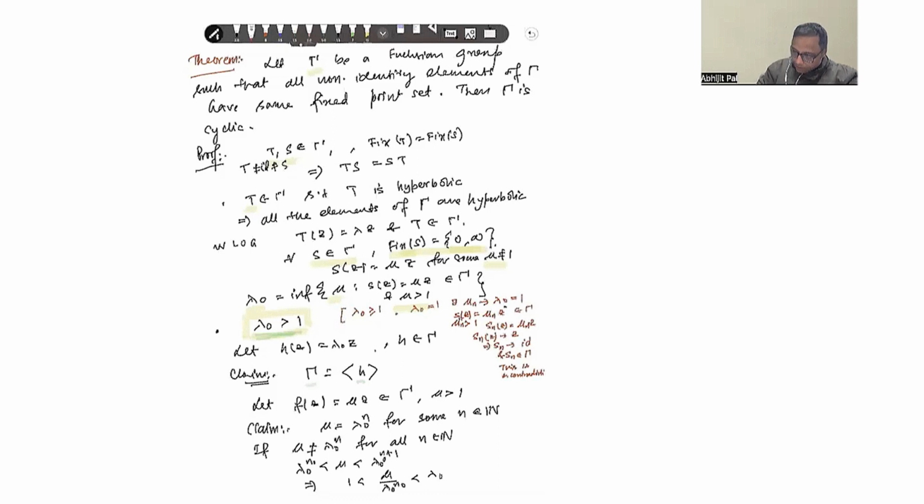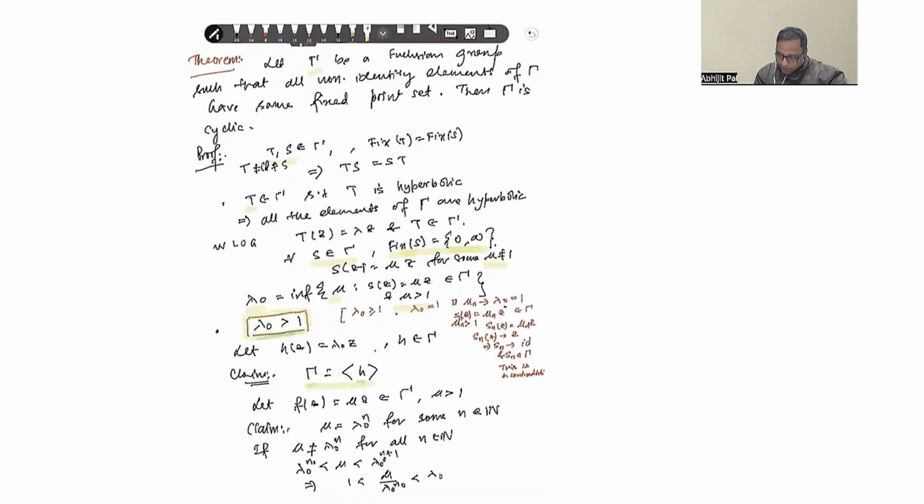So this contradiction will prove that this lambda naught is greater than 1. Now the next claim is that this gamma is generated by h, where h is given by hz equals lambda naught z.